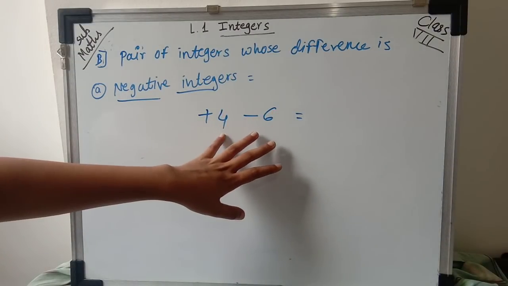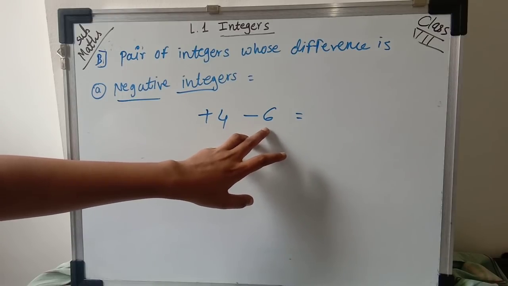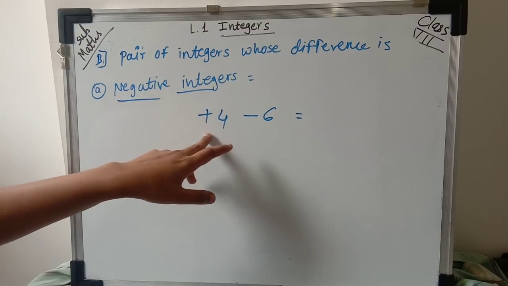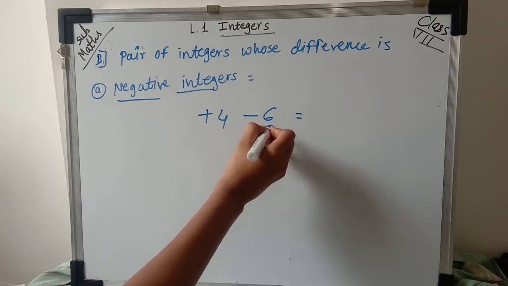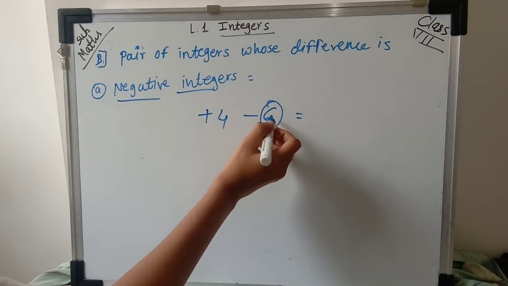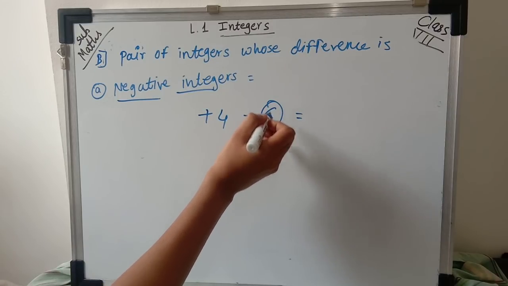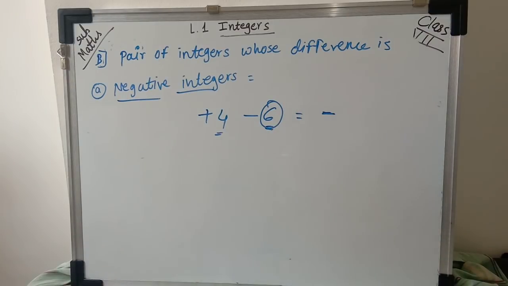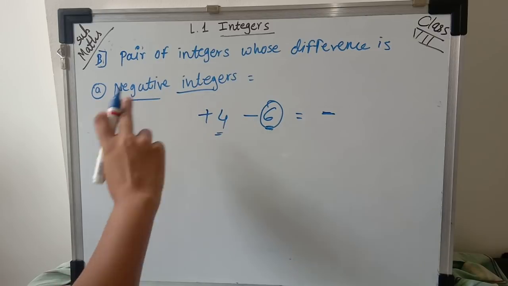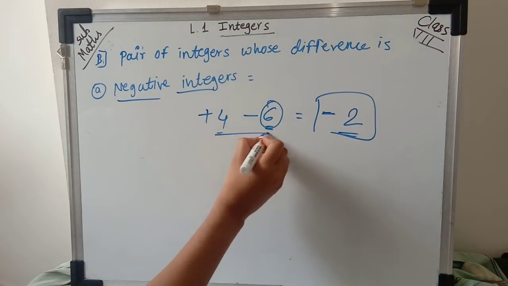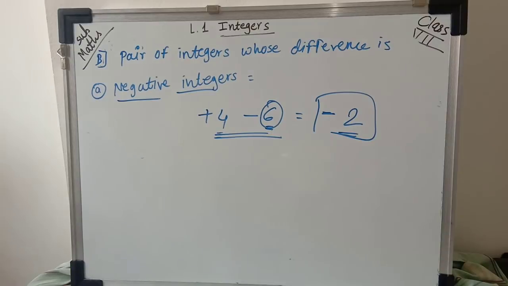So here the whole number of the negative integer should be greater than the other one. The whole number of -6 is greater than +4. I am saying the whole number of this integer. So the whole number of the second integer is bigger than the first integer, so we will give the sign of that number. Here plus and minus is there, so we do the subtraction and we get 2. So we got the difference of these two integers, that is -2, and that is a negative integer.